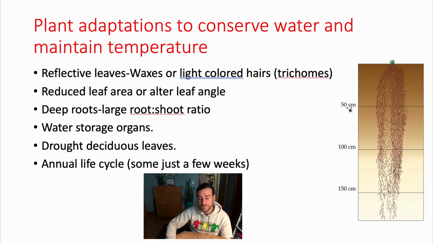There are also drought deciduous leaves. So here in Western New York, we have deciduous trees that drop their leaves before the incoming onslaught of winter. A main reason for this is because if they didn't drop their leaves, snow would accumulate, and that snow would cause major branches to collapse, and the tree would be more susceptible to diseases and such.